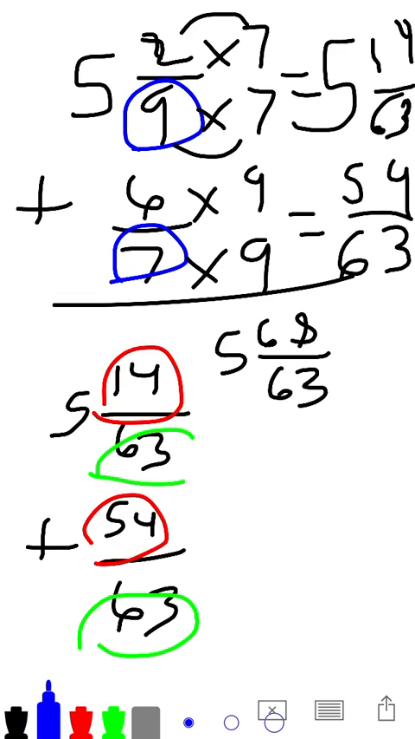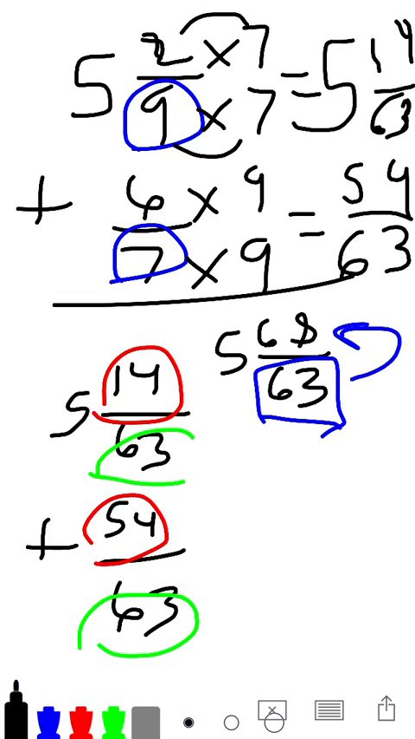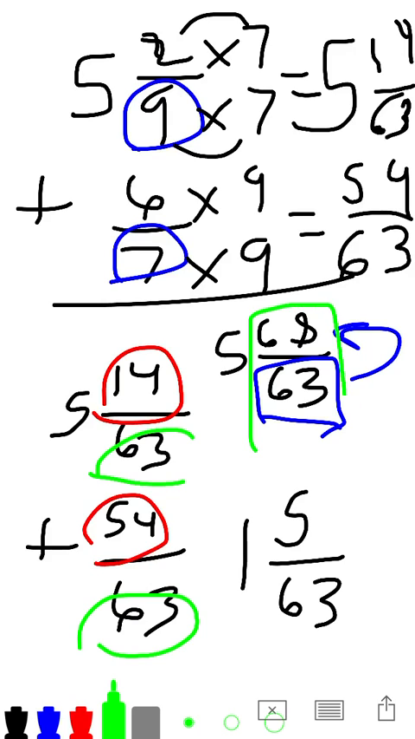You look at the number 63. Okay, how many times does it go into 68? Well, it goes into it once. Has a remainder of 5 because 63 and 68, the difference is 5. And then your denominator never changes. It stays at 63. So now I have a mixed number. All from this improper fraction is now turned into this mixed number.